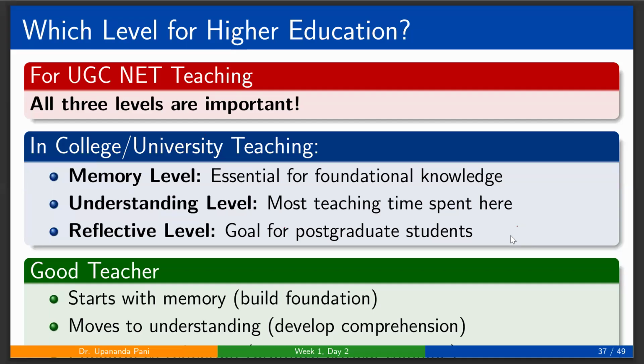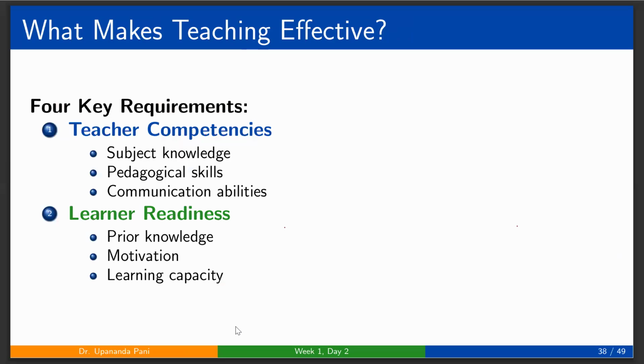Okay, reflective level is good also, and it should be targeted at postgraduate students, right? And a good teacher should start with memory to build foundations and move to understanding, to develop comprehension. So that is how a teacher should ideally move gradually from one level to another.